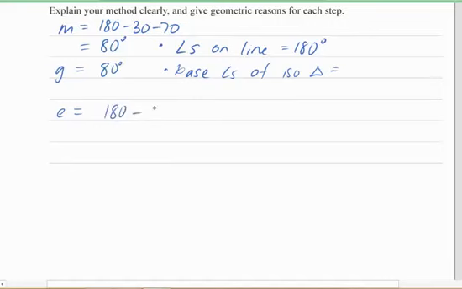Okay, so E equals 180 minus 80 minus 80, which is 20 degrees, and that's because internal angles of a triangle equal 180. Alright, let's hope that our next few questions go better than that.